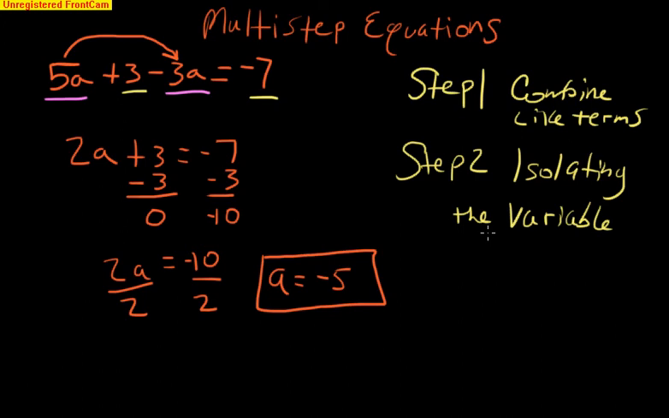So again, two major steps. Step 1, combine like terms. Step 2, isolate the variable. In the step of combining like terms, I'm actually combining several like terms, which takes me 2 or 3 steps to complete. Alright, so that first one was just a simple multi-step equation. Now we're going to use the distributive property.